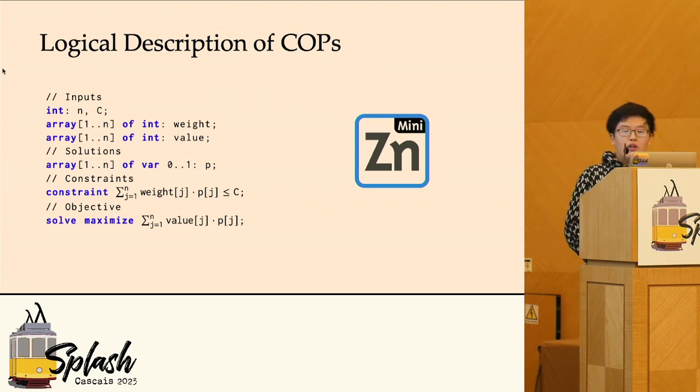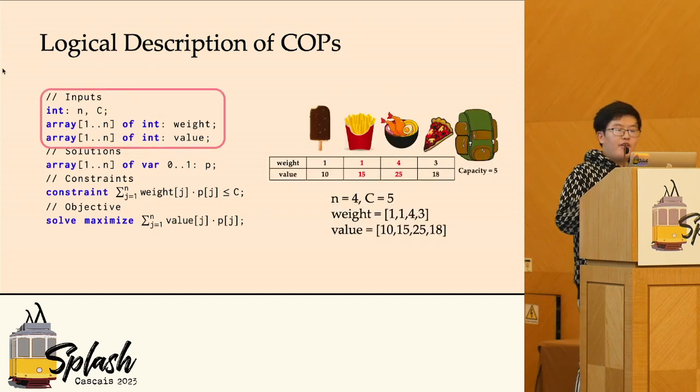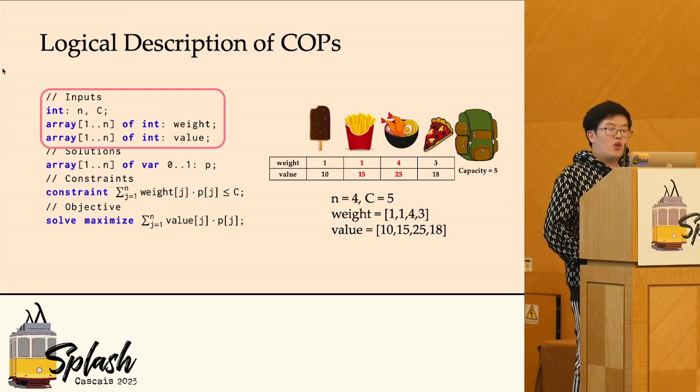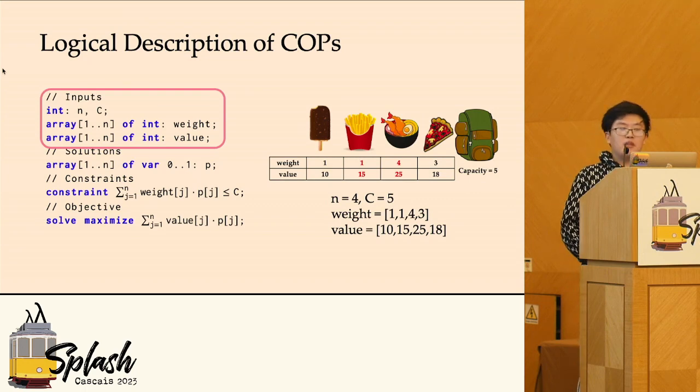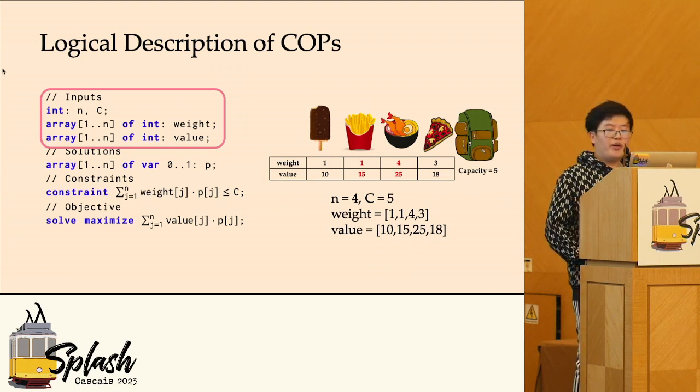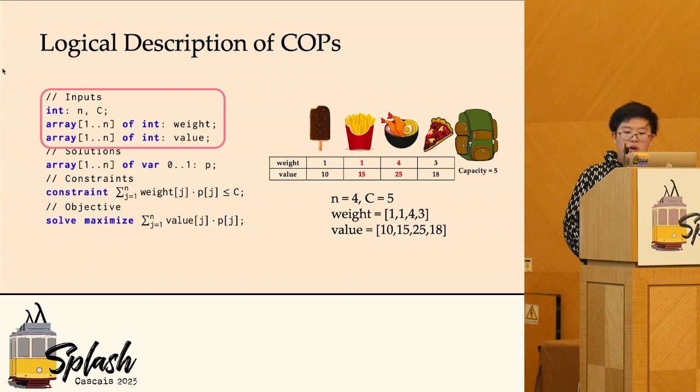In detail, the specification can be divided into 4 separate parts. First, the input part specifies all components to describe a problem instance. In the knapsack problem, we use n to represent the number of items, c to represent the capacity, and we use 2 arrays, weight and value, to represent the weight and value for each item. And in the right side, we show the parameter choice of a previously presented concrete example.